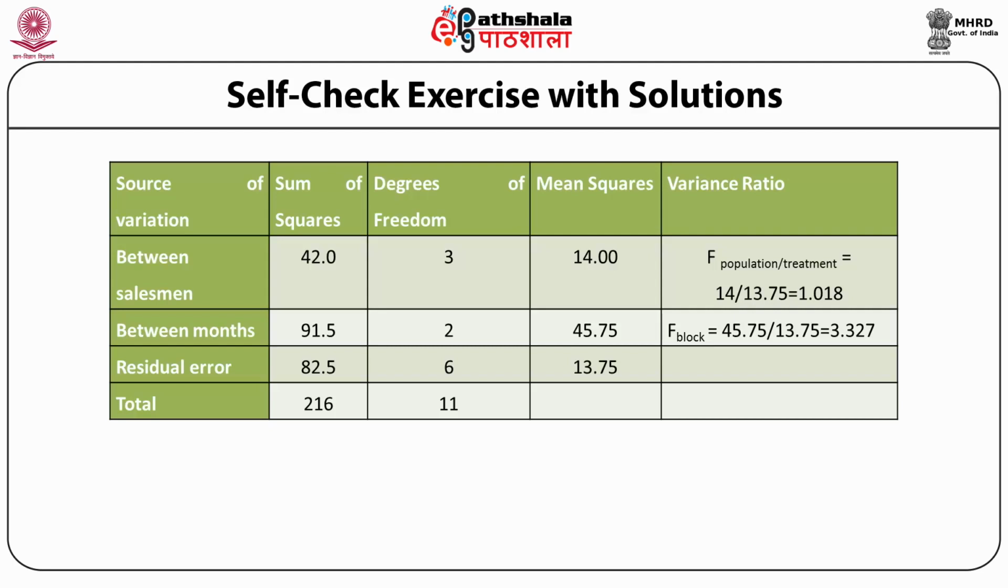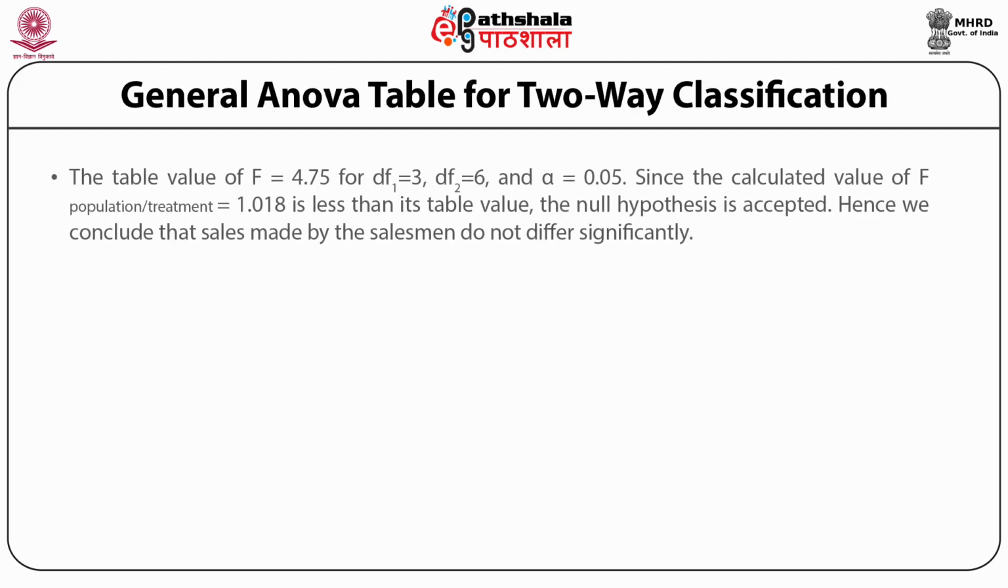So to calculate the F ratio, it is the between column variance upon within column variance. So it is 14 upon 13.75, which is 1.018. And as far as the block is concerned, it is 45.75, that is MSR, upon 13.75, that is MSE, and it comes out to be 3.327.